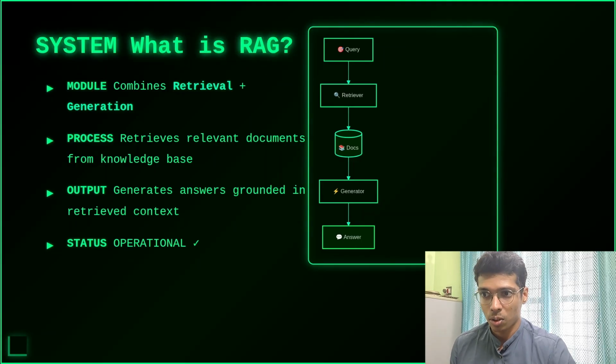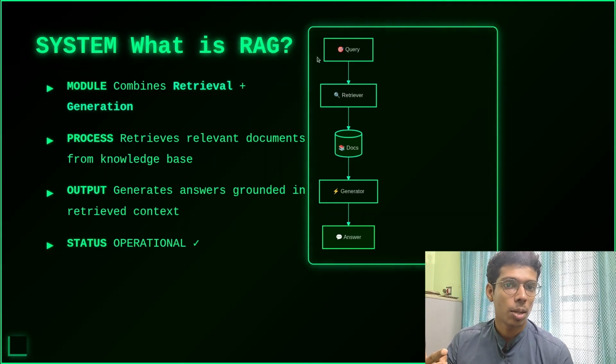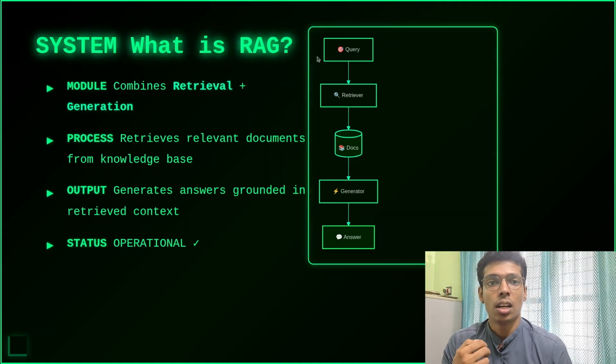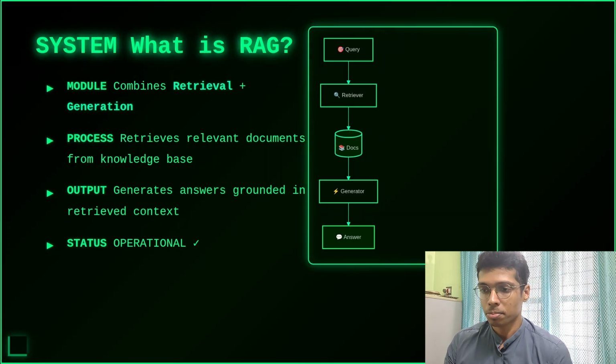So basically the flow is query, retriever, docs, generator, and the answer. Here there are two steps where we can evaluate the results of an LLM. One is where the retrieval happens, the other one is where the generation happens.